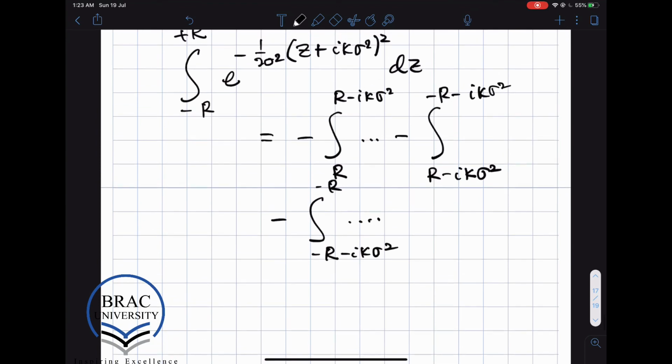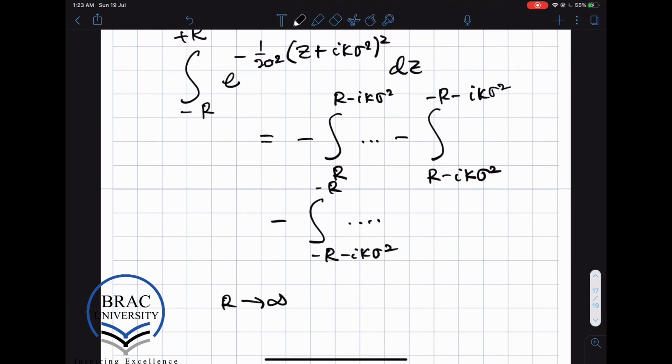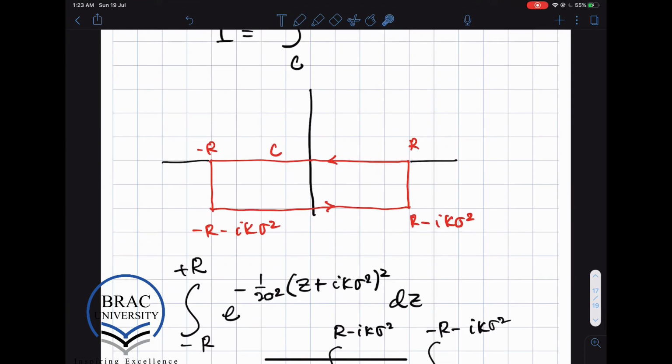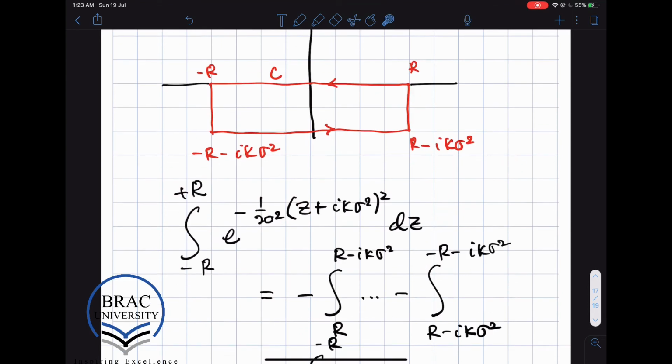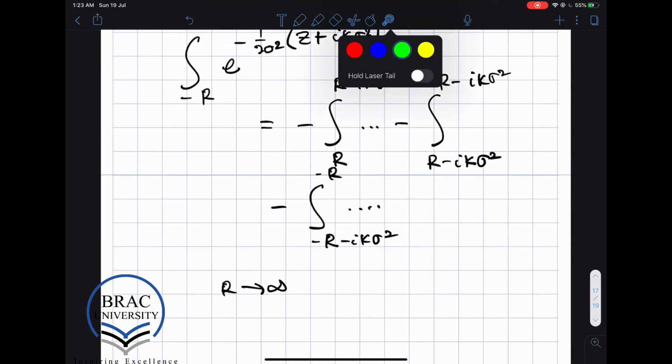And then what we do is that we take R to infinity. So we just make this go bigger and bigger. If I do that, see what happens: this integral and this integral go to 0. And therefore, only this guy is left.